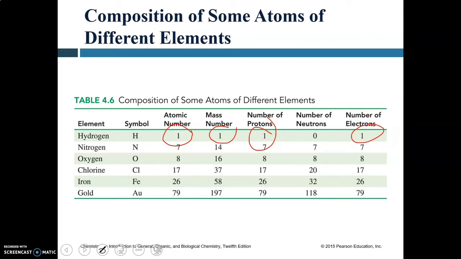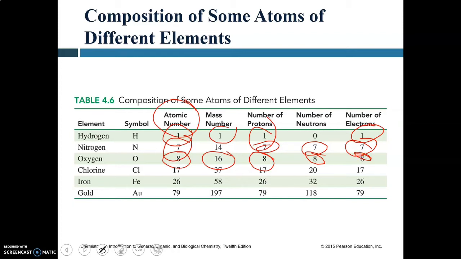Nitrogen has an atomic number of 7 but a mass number of 14, which means in addition to 7 protons, it also has 7 neutrons. Since it has 7 protons, the number of electrons is also 7. Oxygen has an atomic number of 8 and a mass number of 16, which immediately tells us that the number of protons and neutrons is the same, 8, and the number of electrons is the same, 8.